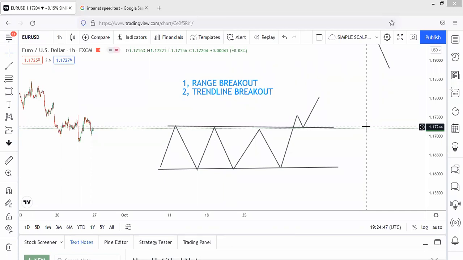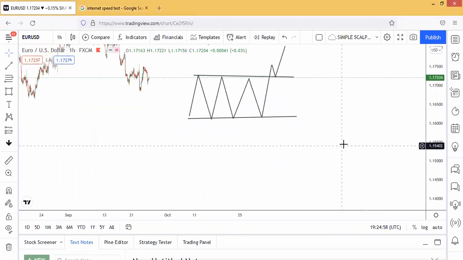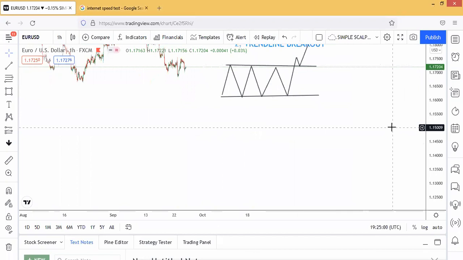Okay, that is for range. Thank you so much, Mr. John. Okay, good, says that is clear. Now let's talk about a trend breakout.